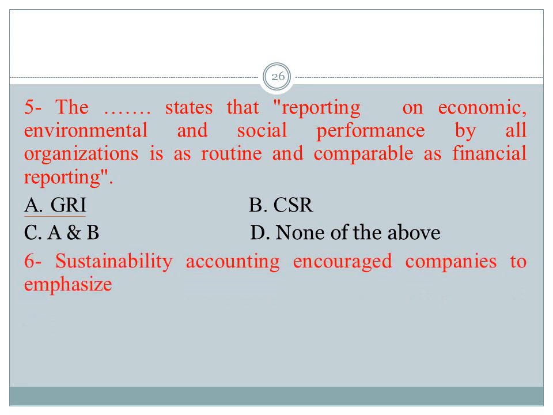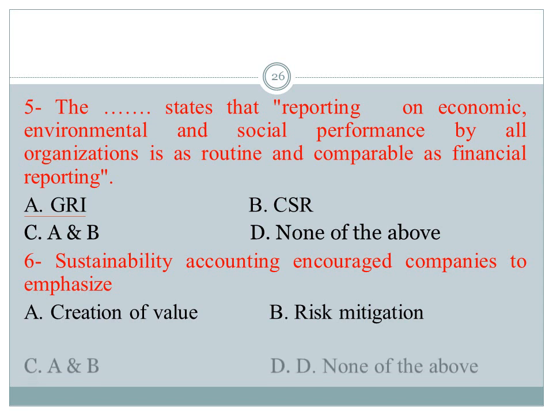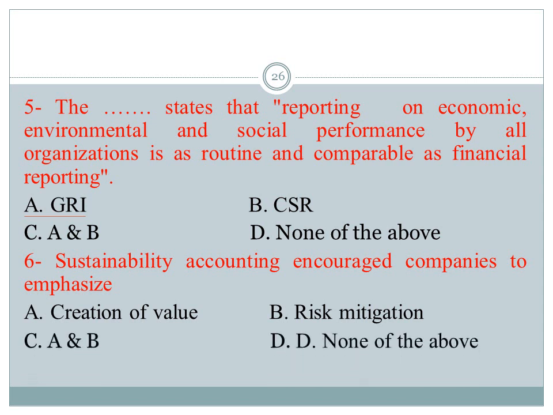Question 6. Sustainability accounting encouraged companies to emphasize on A. Creation of value, B. Risk mitigation, C. A plus B, D. None of the above. Sustainability accounting encouraged companies to creation of value plus risk mitigation. So the correct answer is A plus B.